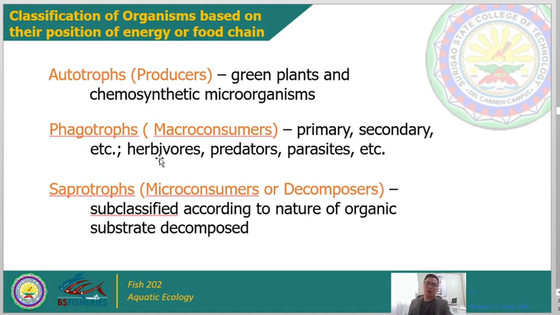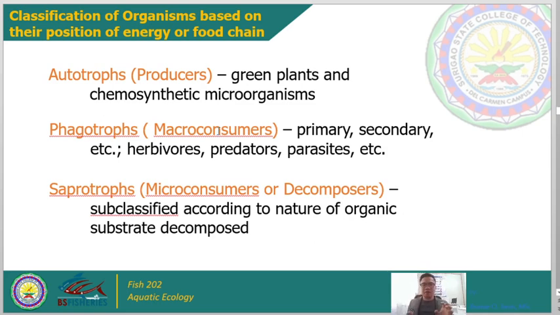Now what kabalo kung kining autotrophs is already familiar to all of you. And kining phagotrophs mo'y lahi og ang saprotrophs. Autotrophs, you will know for a fact that these are producer organisms or autotrophic producer organisms, mga green plants and chemosynthetic organisms, mga microorganisms. Ang mga phagotrophs are basically macro consumers.